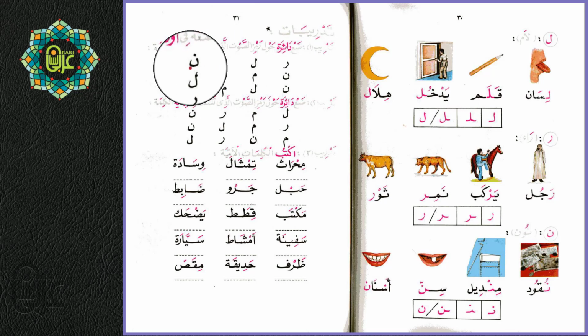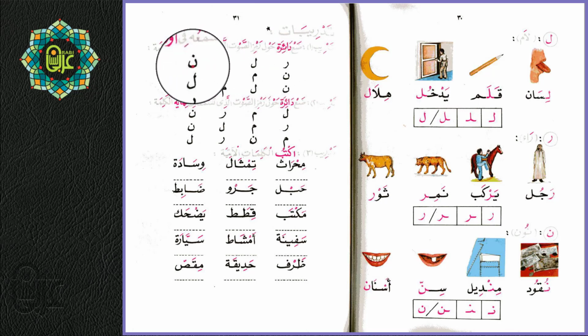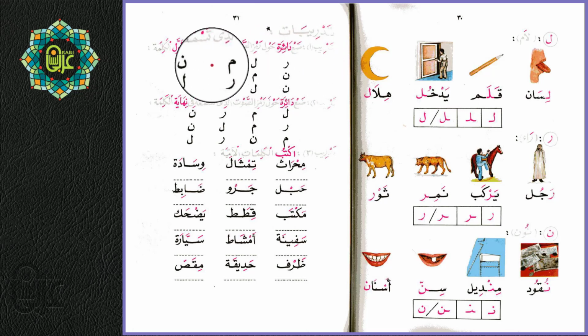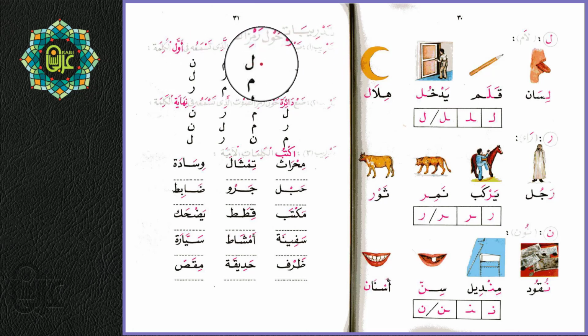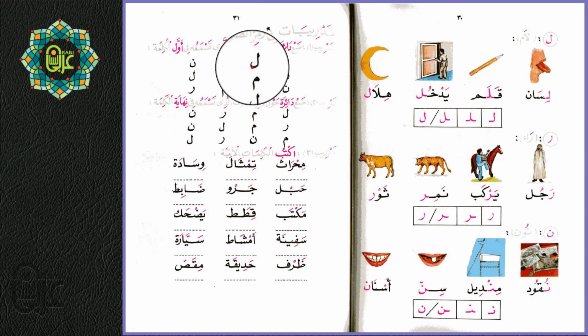We have a set of four letters, أربعة حروف. I will say a word and you try to guess which letter the word starts with. الكلمة الأولى, the first word: لسان، لسان. صحيح, هذا هو الحرف لام. هذا هو الرمز.